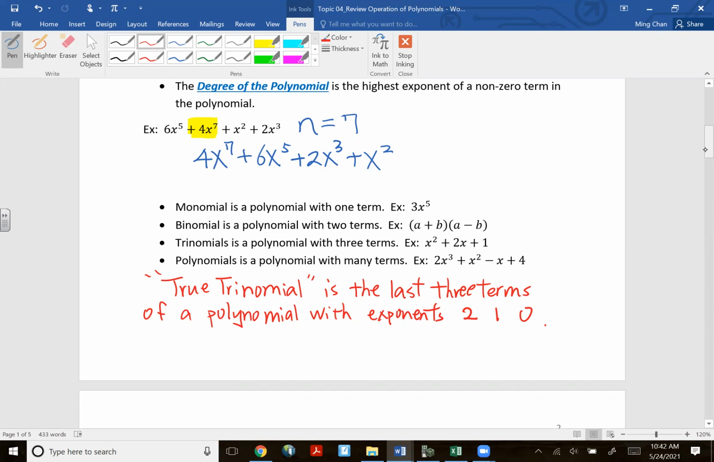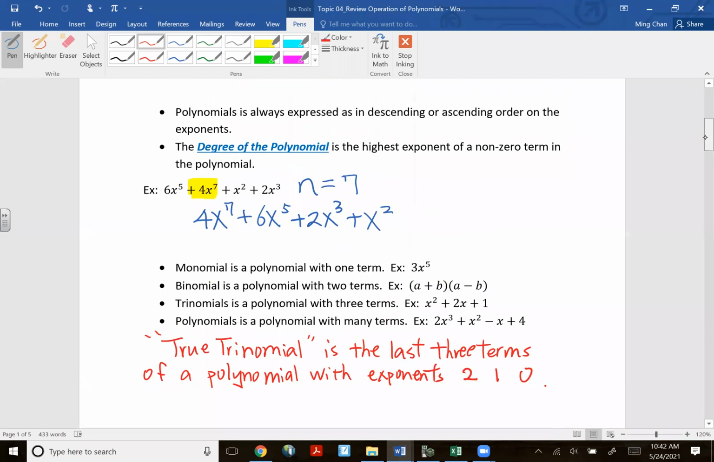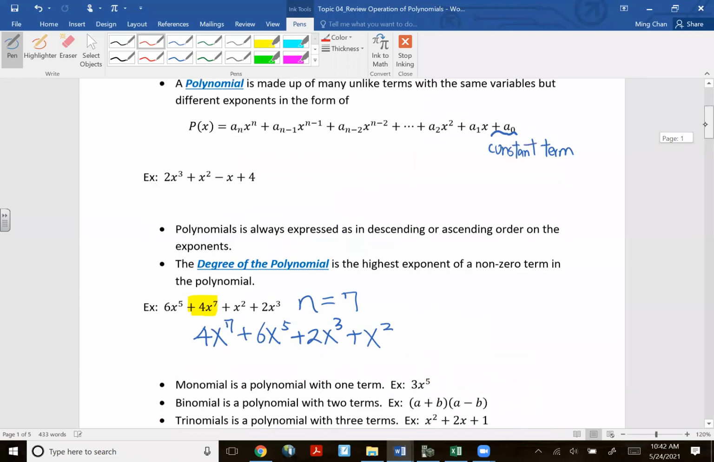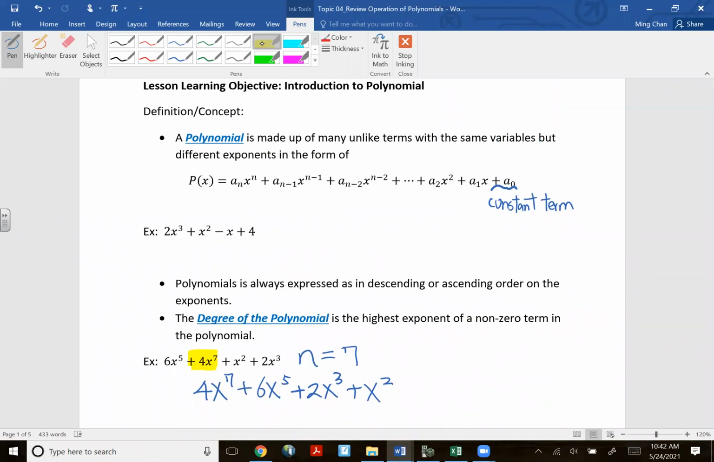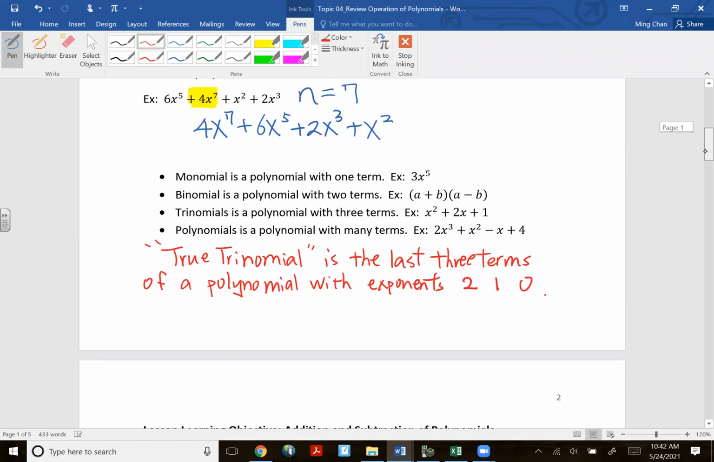So what is considered a true trinomial is the last three terms of a polynomial with the exponents 2, 1, 0. If you look back at this form, the last three terms are the true trinomial, where their exponents are 2 power, 1 power, and 0 power. Okay, those are true trinomials. So my example here, x squared plus 2x plus 1, will be a true trinomial. All right, a polynomial, of course, is a polynomial with many, many terms.